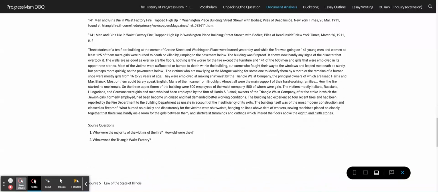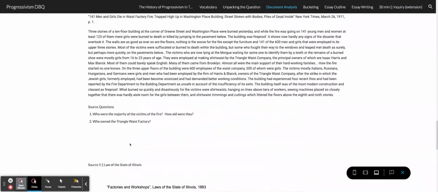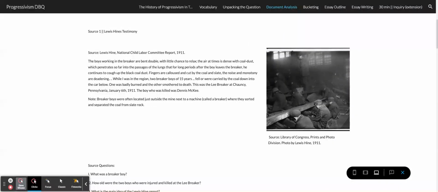So you're going to go through all six of these. None of them are super complicated. You should be able to get the answers pretty easily. And you should be able to then take that information and give yourself enough text evidence to write a great DBQ.